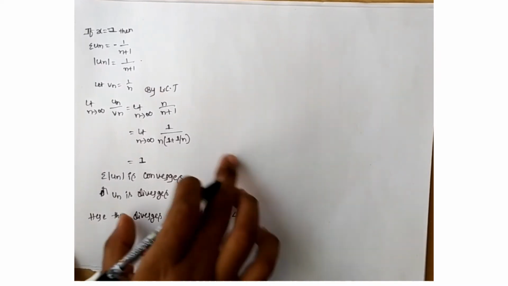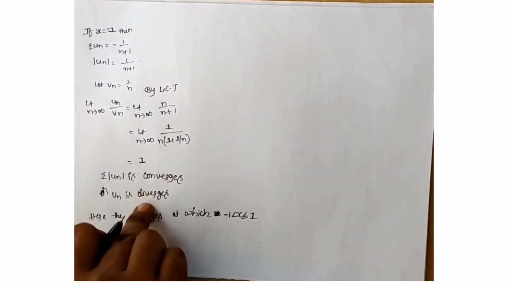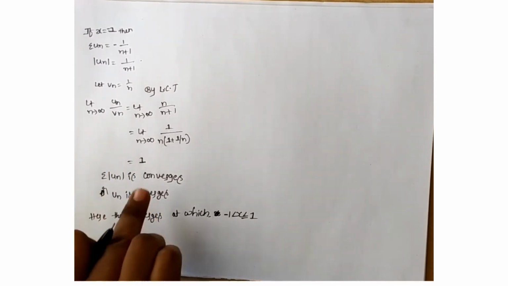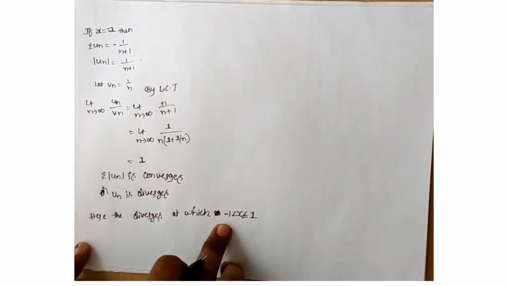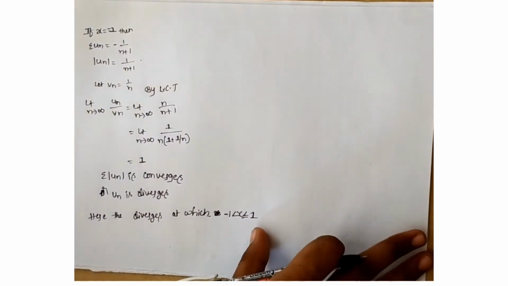Here this sum diverges, but un converges and vn diverges. The limit comparison test depends on vn, so vn diverges, then un also diverges, at which minus 1 less than x less than or equal to 1, the given sum diverges. This is the third sum. Then we go to the fourth one.